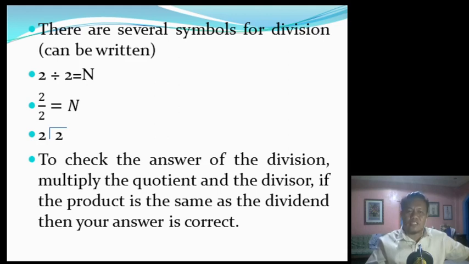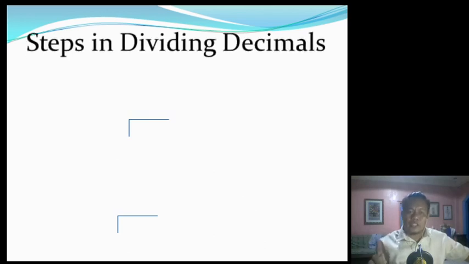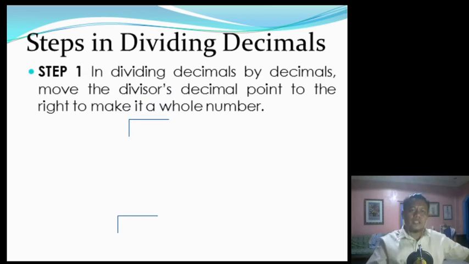There are steps in dividing decimals. Step number 1. In dividing decimals by decimals, move the divisor's decimal point to the right to make it a whole number. In short, you should make your divisor a whole number. And how are we going to do that? Move the decimal point to the right. Let us see the figure.